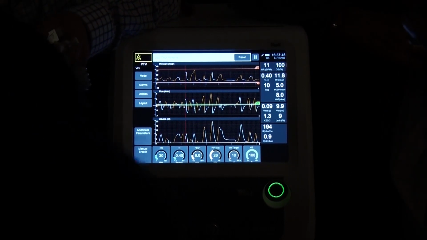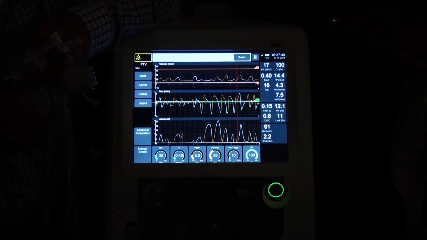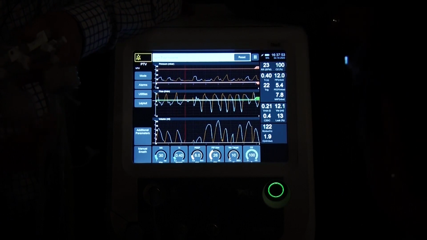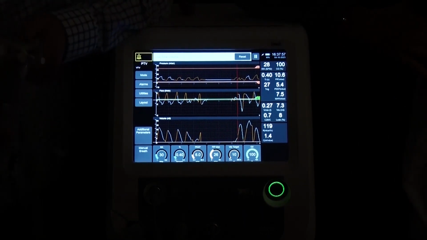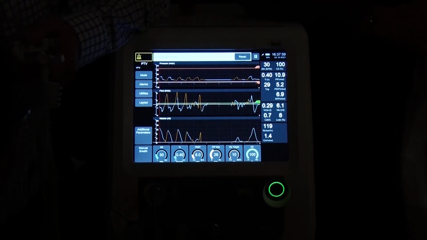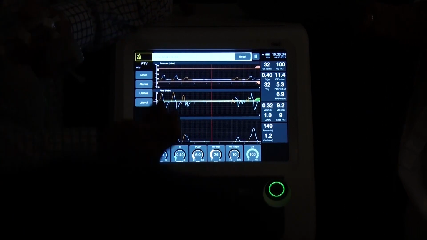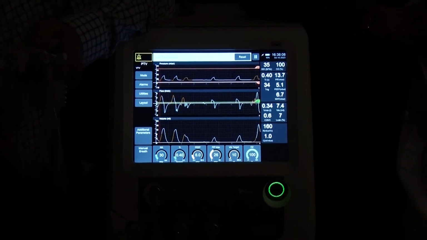Trying to find an asynchronous pattern. I'm not really sure we're going to be able to demonstrate asynchrony easily. Asynchrony is often around patient comfort, patient position, and then thinking about our trigger and our rise time afterwards.